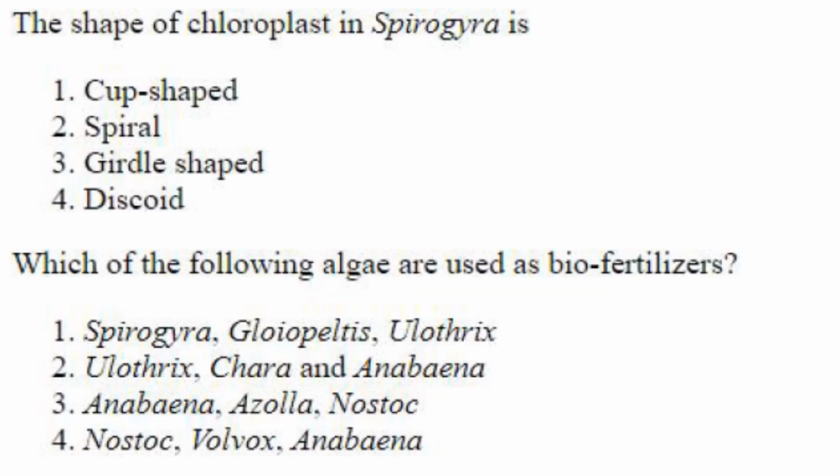Then the shape of chloroplast in Spirogyra is spiral. That is why it got the name also. So A2. Then which of the following algae are used as biofertilizers? It is option C. If you see, that is the answer. Anabaena, Azolla, Nostoc. I don't know why Azolla came. It is not an alga. Anyway, it might be a printing mistake. They may be planning to write Anabaena, Azolla. Whatever, Anabaena, Azolla and Nostoc is the answer.